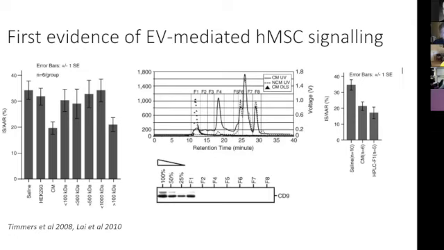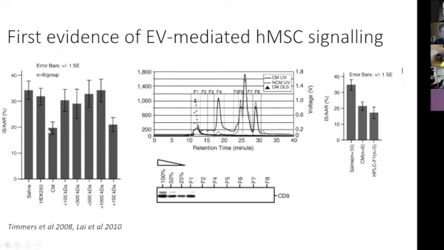And so the first key bit of evidence was the observation that if you take conditioned medium from mesenchymal stem cells and use it in, I believe, initially a pig model and then a mouse model of myocardial infarction, you can see that you get a reduction of the infarct size with the conditioned medium.